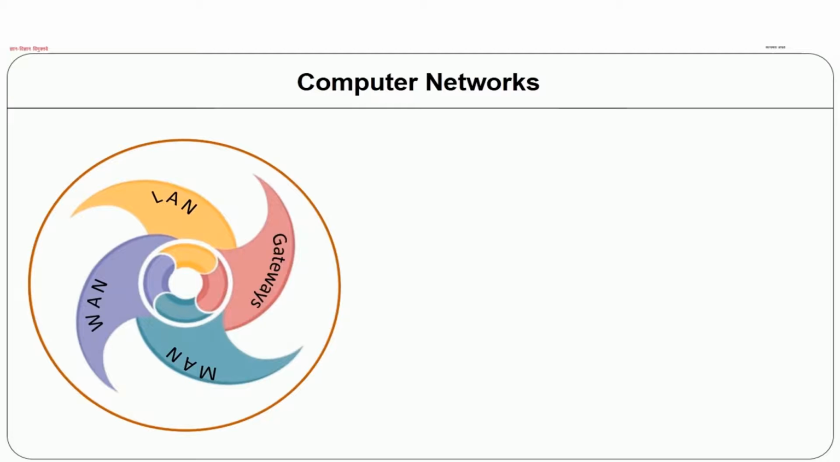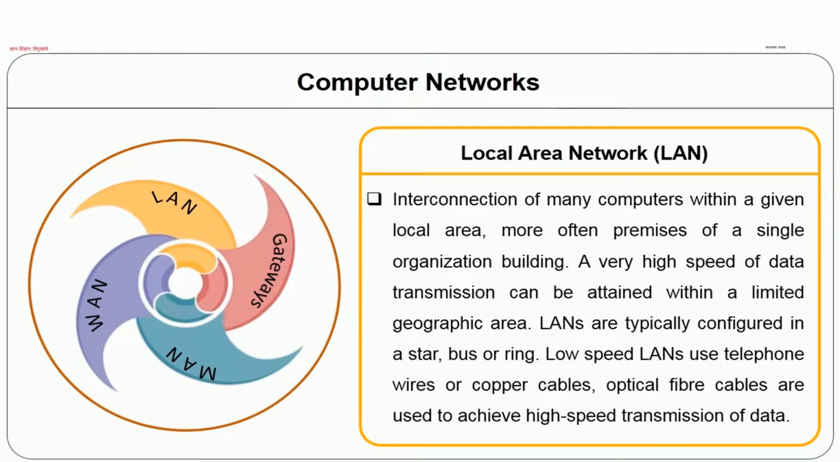The first one, local area network. In this, there is interconnection of many computers within a given local area, more often the premises of a single organization building. A very high speed of data transmission can be attained within a limited geographic area. LANs are typically configured in a star, bus or ring topology. Low speed LANs use telephone wires or copper cables. Optic fiber cables are used to achieve high speed transmission of data.